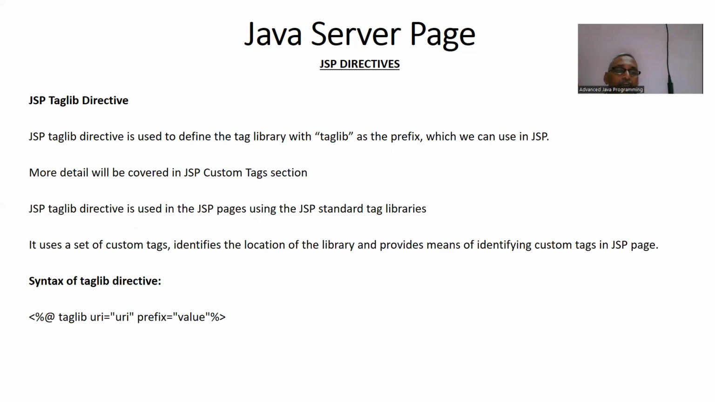The JSP taglib directive is used in JSP pages that use the JSP standard tag libraries. It uses a set of custom tags, identifies the location of the library, and provides a means of identifying custom tags in the JSP page. The syntax of this directive is: percentage, less than, small percentage at taglib uri equals, mention the URL here, and the prefix, mention the value.